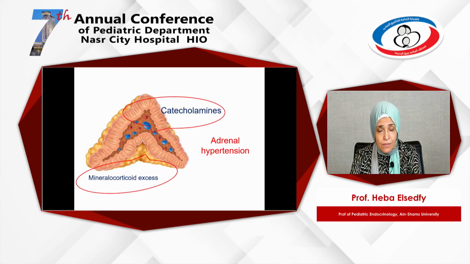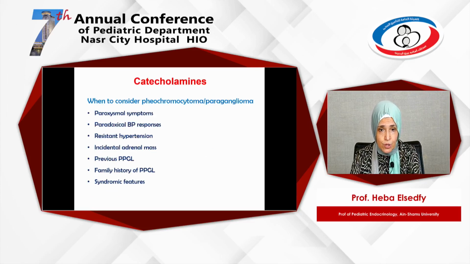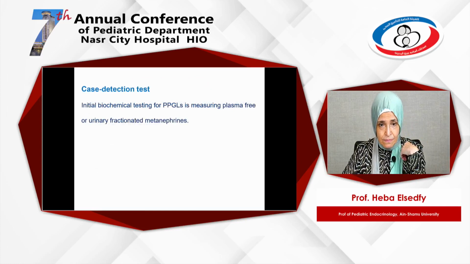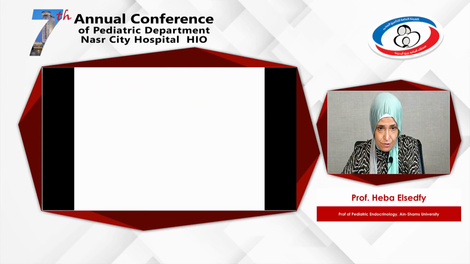So if we start with the catecholamines, when do we consider pheochromocytoma or a paraganglioma in a child? If the symptoms are paroxysmal and the blood pressure response to antihypertensive drugs is paradoxical, that is, the blood pressure rises instead of drops, in cases of resistant hypertension, and if we discover an adrenal mass on radiography, if the child has a previous history of a paraganglioma or a pheochromocytoma, in the presence of a family history, and if there are syndromic features, because pheochromocytoma can be accompanied by a syndrome. So what's the best test to detect a pheochromocytoma or a paraganglioma? That is by measuring plasma-free metanephrine or urinary fractionated metanephrines.